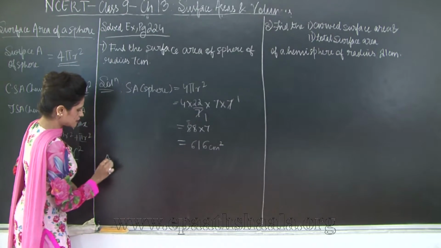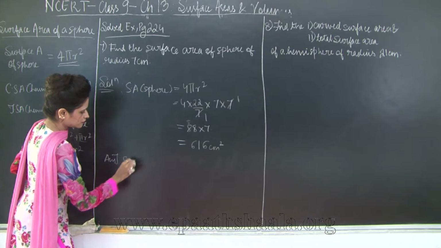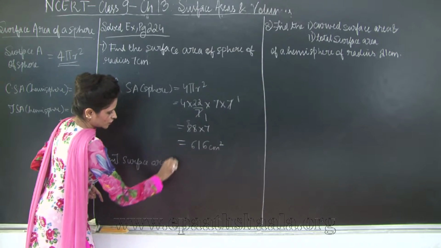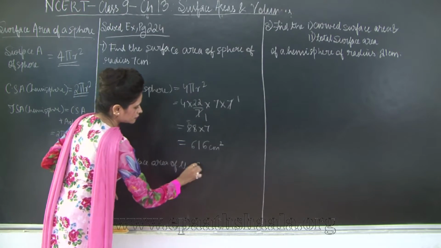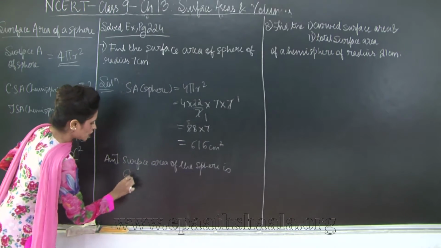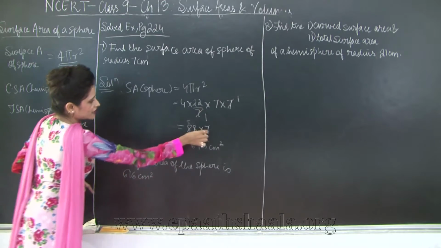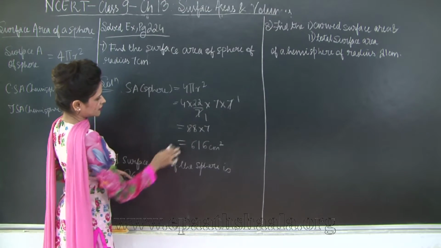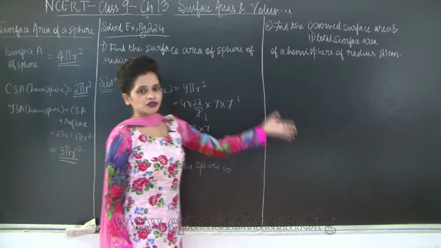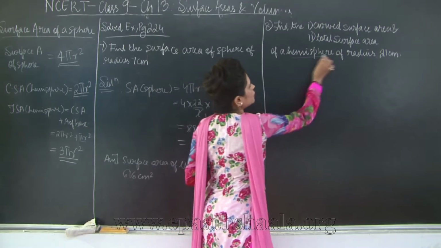So I'll write down the answer. Surface area of the sphere is 616 centimeter square. 7 8s are 56, 56 plus 5 is 61, right? Okay, now let's proceed to the 8th solved example. Here it is pertaining to the hemisphere.